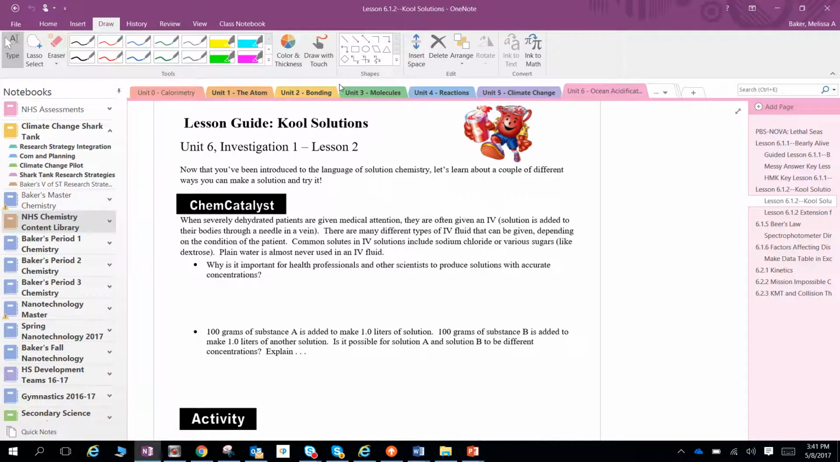So we talked a little bit about why it's important for health professionals and scientists to have accurate concentrations, and mostly the class came up with ideas surrounding the fact that our bodies can only take so much of different ions, and we have a certain biochemistry that we need. So if a concentration is too high or too low, then that's not going to be good for our body.